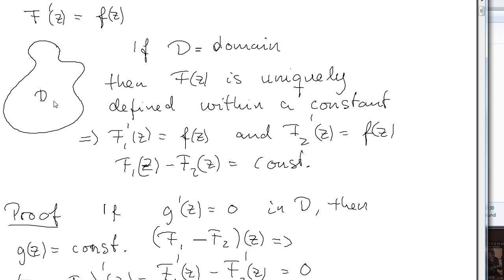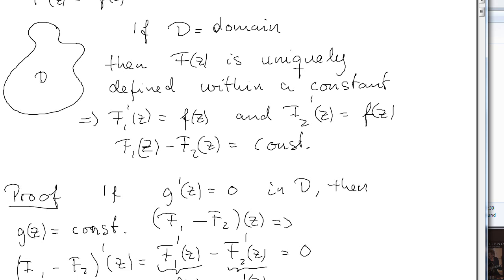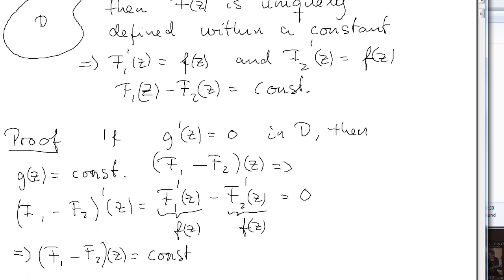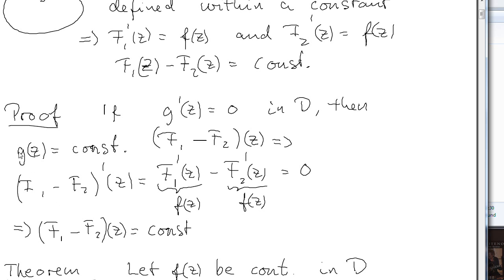If the domain was not connected, then, for example, if it consisted of two connected regions which were separated from each other, then it's possible to have two constant values on these two sets and obtain that the function has derivative 0 all over. But in this case we have a domain, so this is not a problem for us. So we conclude that the function g of z must be a constant.